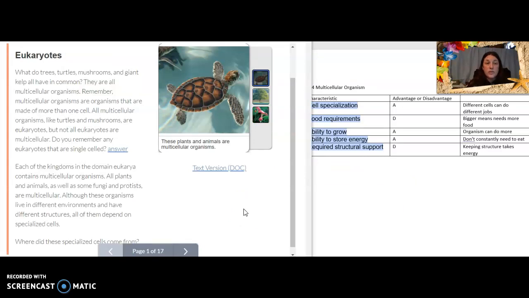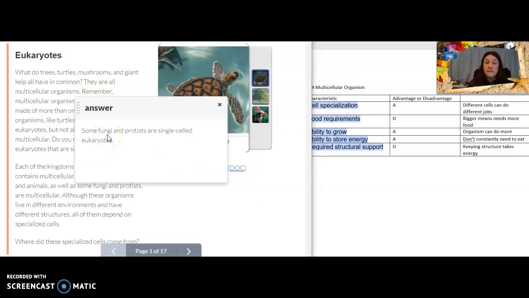Eukaryotes. What do trees, turtles, mushrooms, and giant kelp all have in common? They are all multicellular organisms. Remember, multicellular organisms are organisms that are made of more than one cell. All multicellular organisms, like turtles and mushrooms, are eukaryotes. But not all eukaryotes are multicellular. Do you remember any eukaryotes that are single-celled? So hit pause, give yourself a chance to think. And an answer was some of the fungi and protists, or protistas, are single-celled eukaryotes.